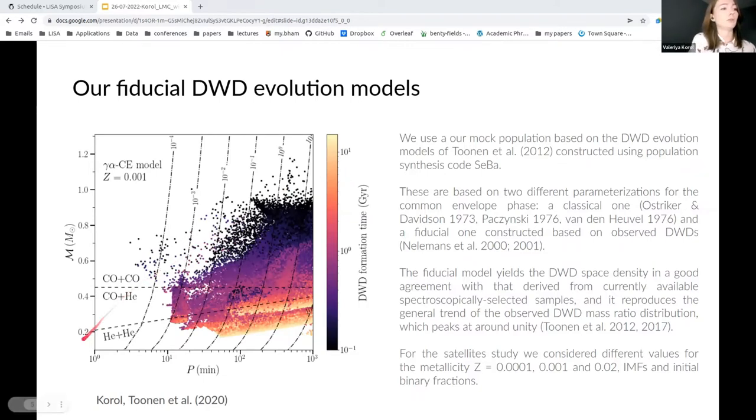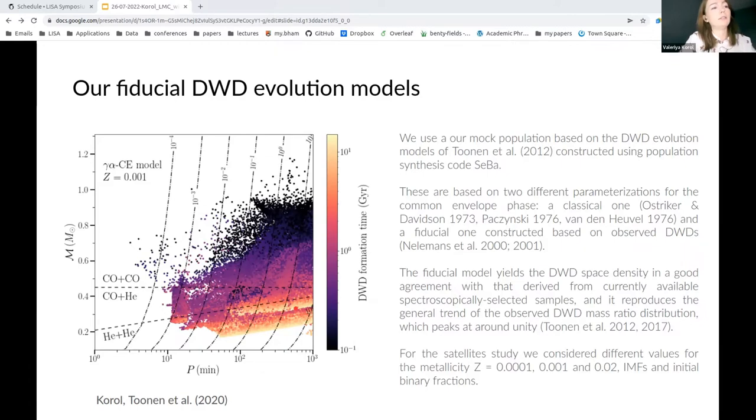Here you are looking at the orbital period, chirp mass parameter space. In color, I'm also showing you the time it takes for the binary to evolve from the zero age main sequence to the double white dwarf stage. Of course, as you may expect, the more massive binaries evolve faster. As we go lower down with the mass, the double white dwarf formation time scales become longer and longer, to the point of being comparable with the age of the galaxy.